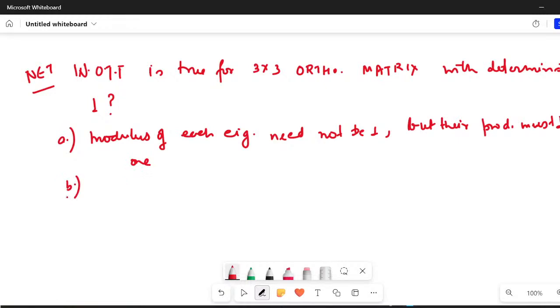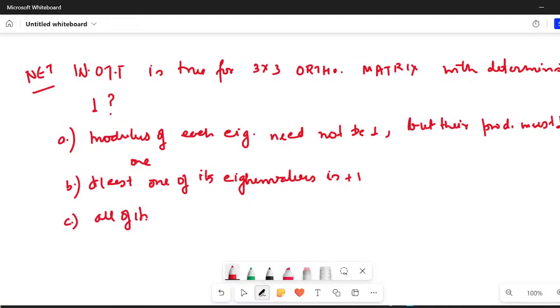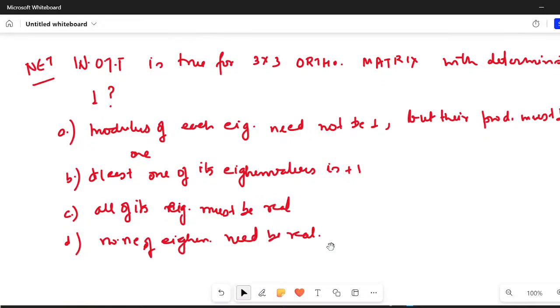Option B says that at least one of its eigenvalues is plus 1. Option C: all of its eigenvalues must be real. Option D: none of its eigenvalues is real. Which is true for a 3 cross 3 orthogonal matrix?